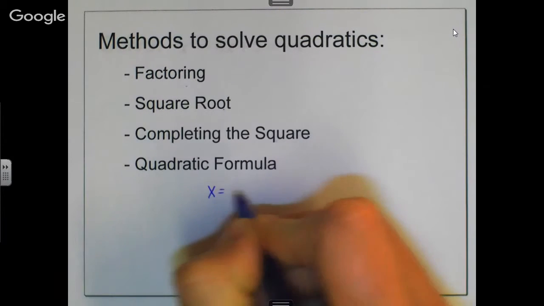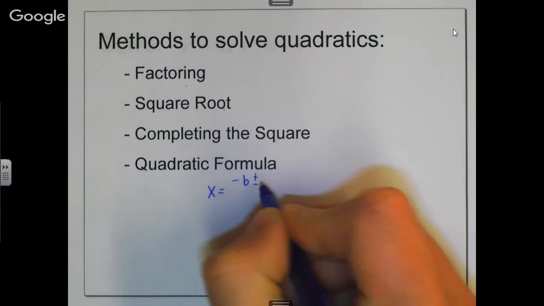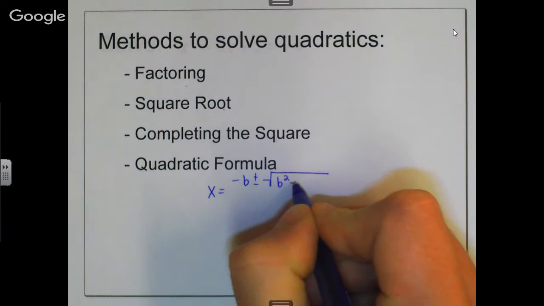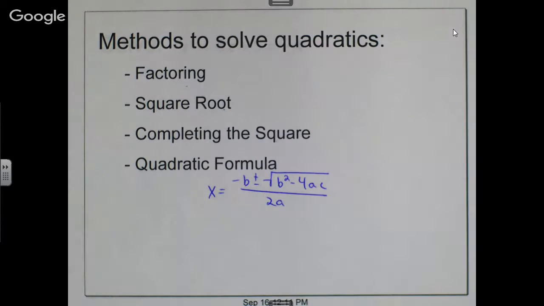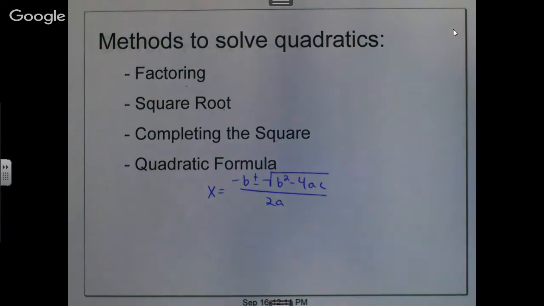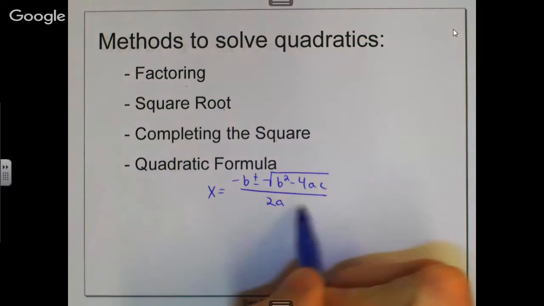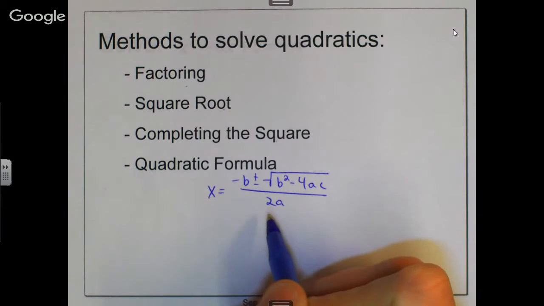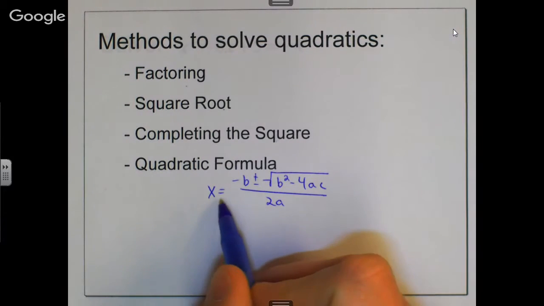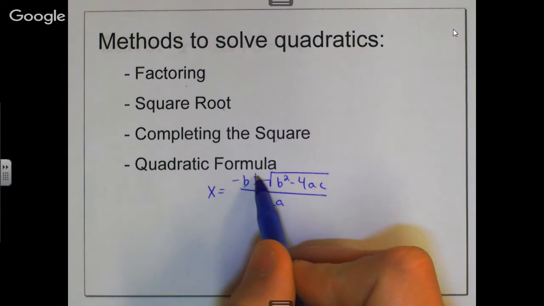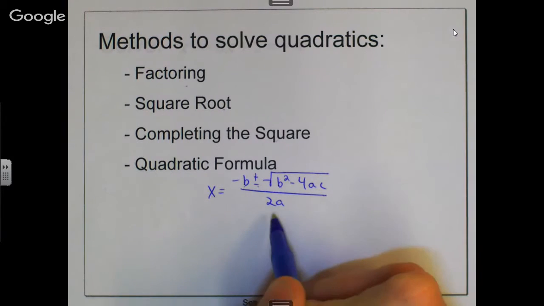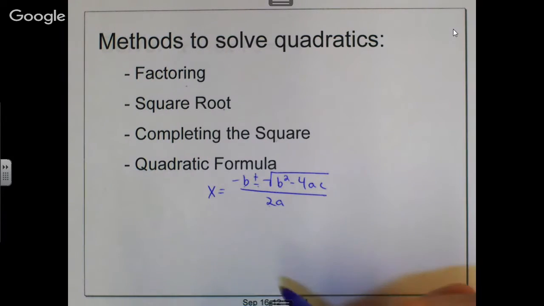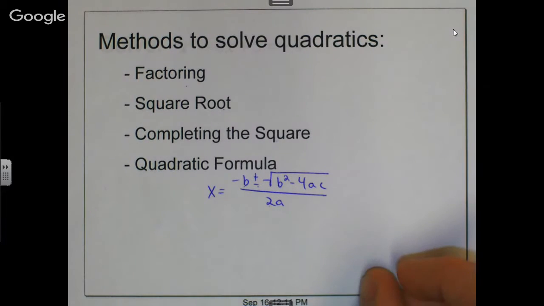Let's review the quadratic formula. There it is. If you can't remember it, I've got a little tune here that will help you get it stuck in your head so that it's easy to use. It goes: x equals negative b plus or minus the square root of b squared minus 4ac, all over 2a. So replay this video, get it down. We'll be using it in class quite a bit.